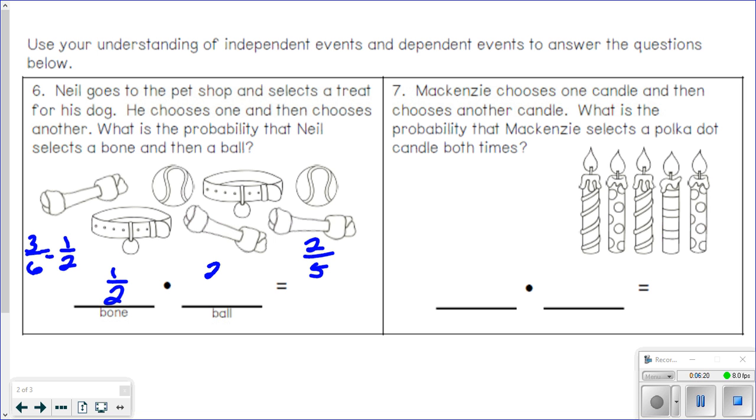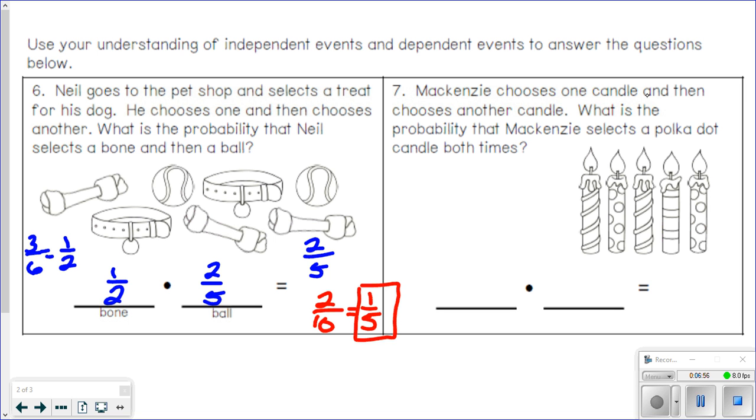So now I just take those 2 probabilities and multiply them together. 1 times 2 is 2, and 2 times 5 is 10. Then we can simplify that to 1/5. You could have simplified right here, the 2 and the 2, cross-simplifying to 1 and 1 instead of simplifying at the end. Again, the key thing is I didn't put the bone back. The first time I drew, there were 6 items. The second time I drew, there were only 5 items to choose from.